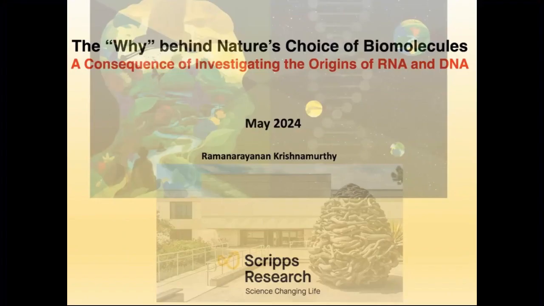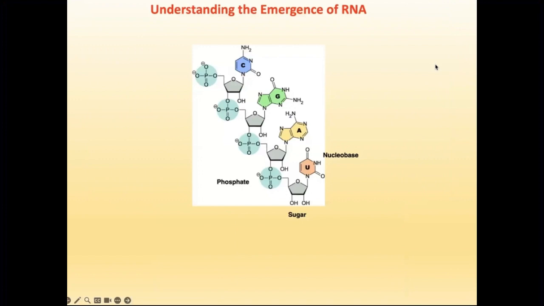As was introduced, I am a synthetic organic chemist and have a deep interest in origins of life chemistry. Let me begin with this molecule, RNA, as drawn in many textbooks that you might have seen. It consists of a sugar called ribose, a phosphate linker, and the four nucleobases that we know of as the alphabets of life.